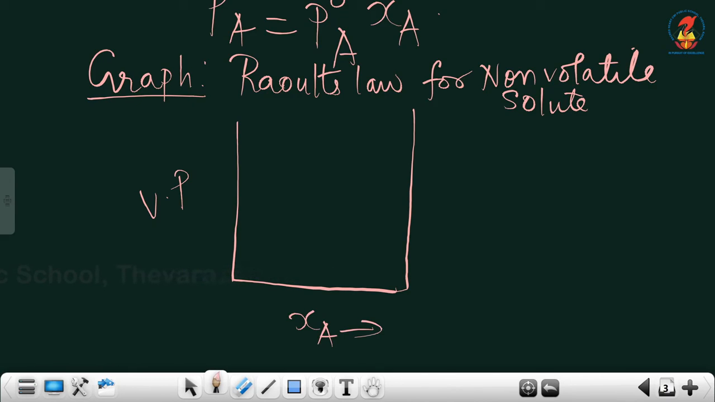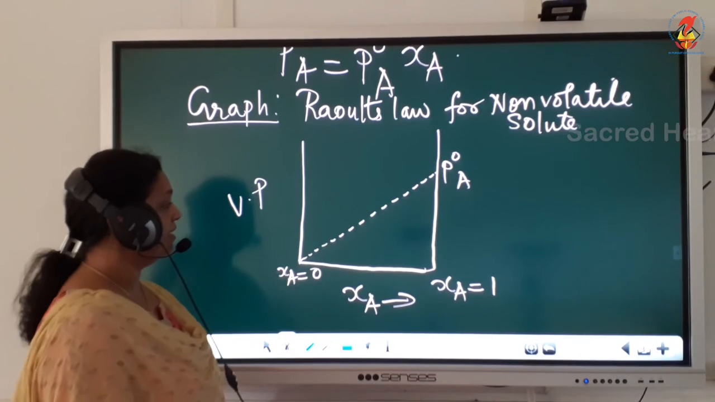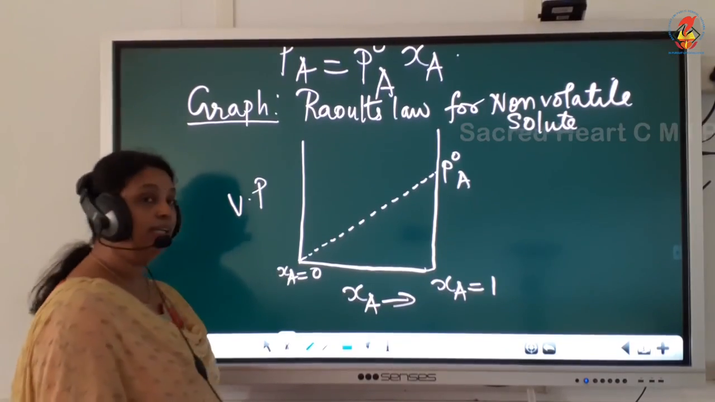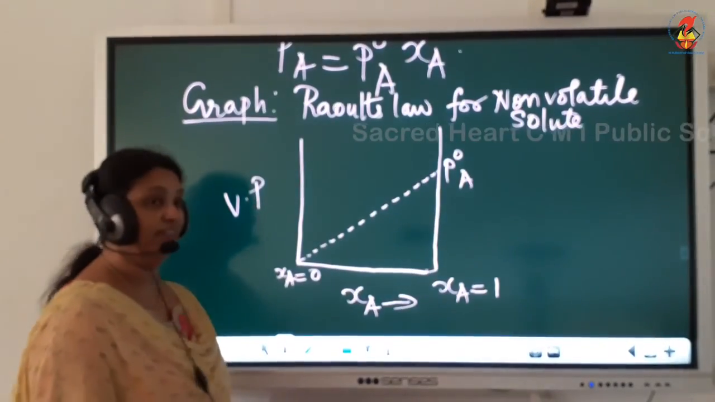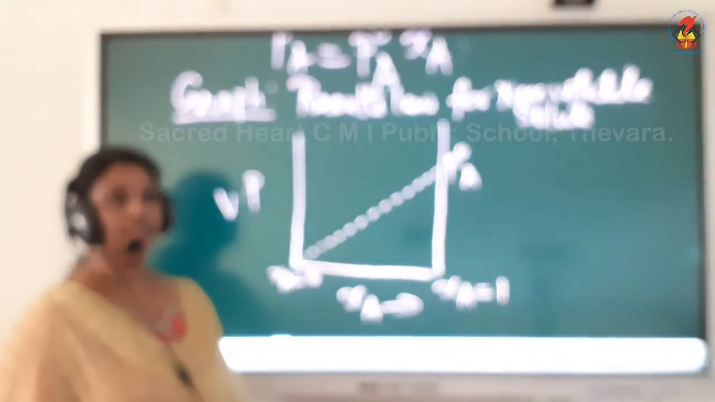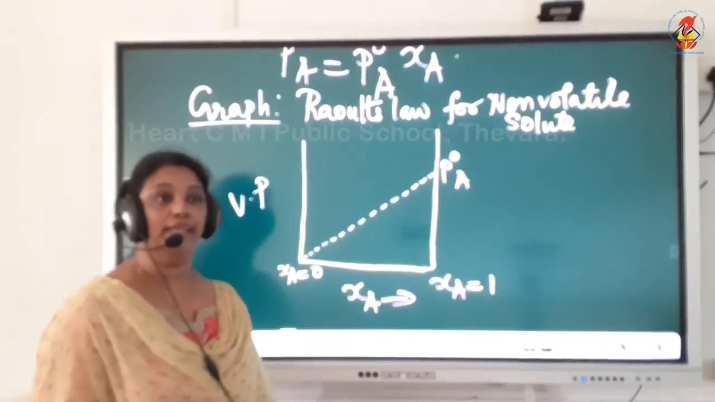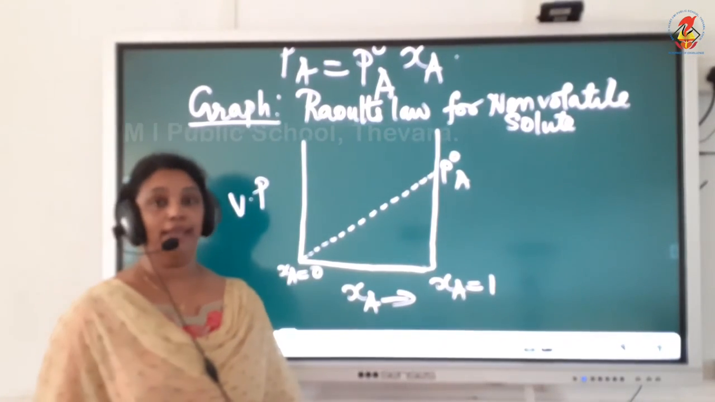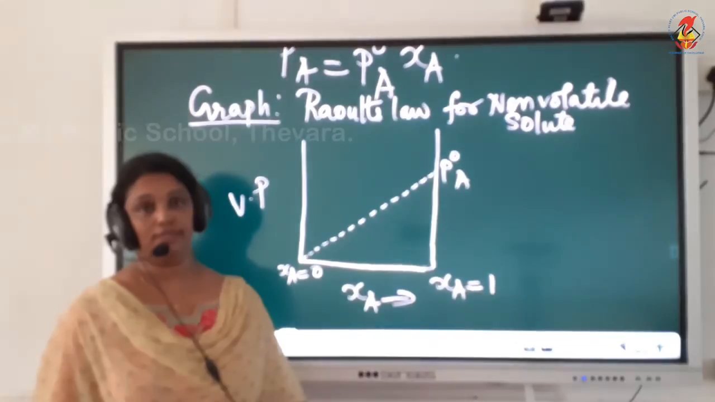Now in the beginning the value of XA, the mole fraction of solvent, is equal to 0. Then vapor pressure increases and reaches a maximum, that is P0A, where we have XA equal to 1. Or we can say that in this graph, the vapor pressure varies linearly with the mole fraction of the solvent A, because only solvent A is volatile. So this is Raoult's law for solution containing non-volatile solute and the graphical representation of Raoult's law.